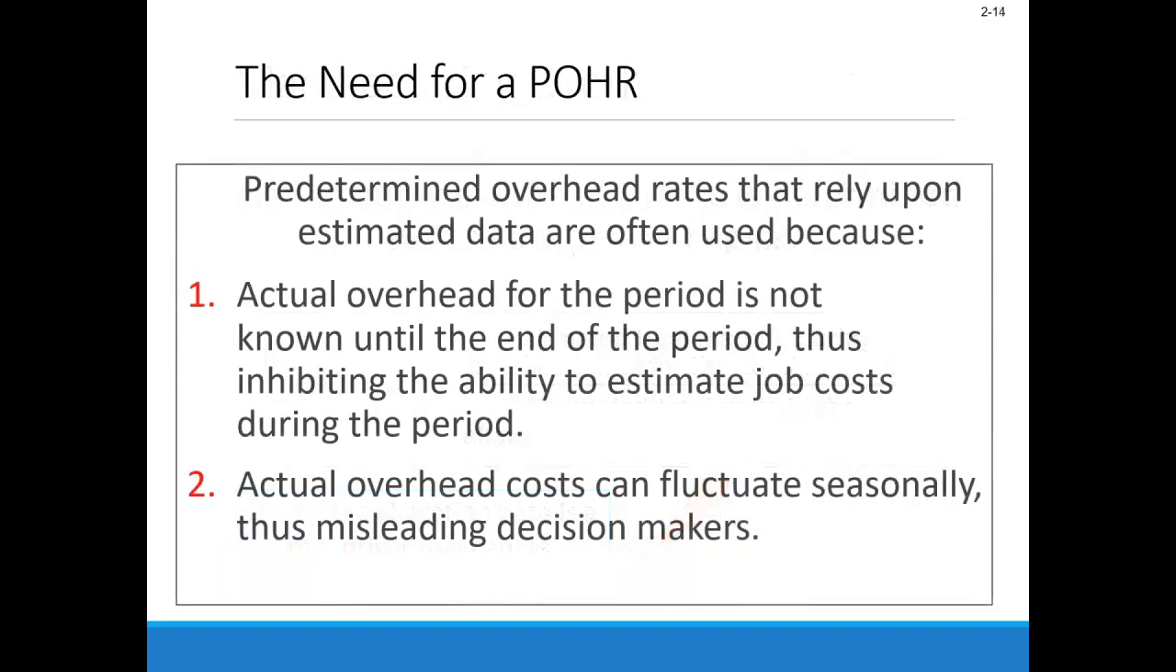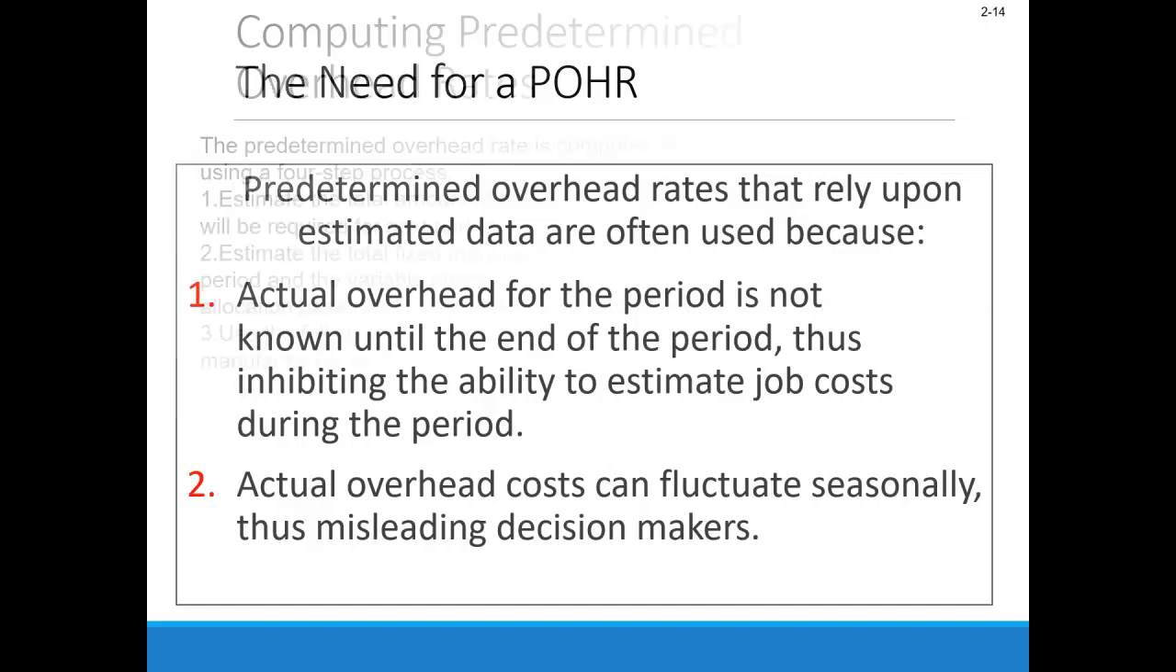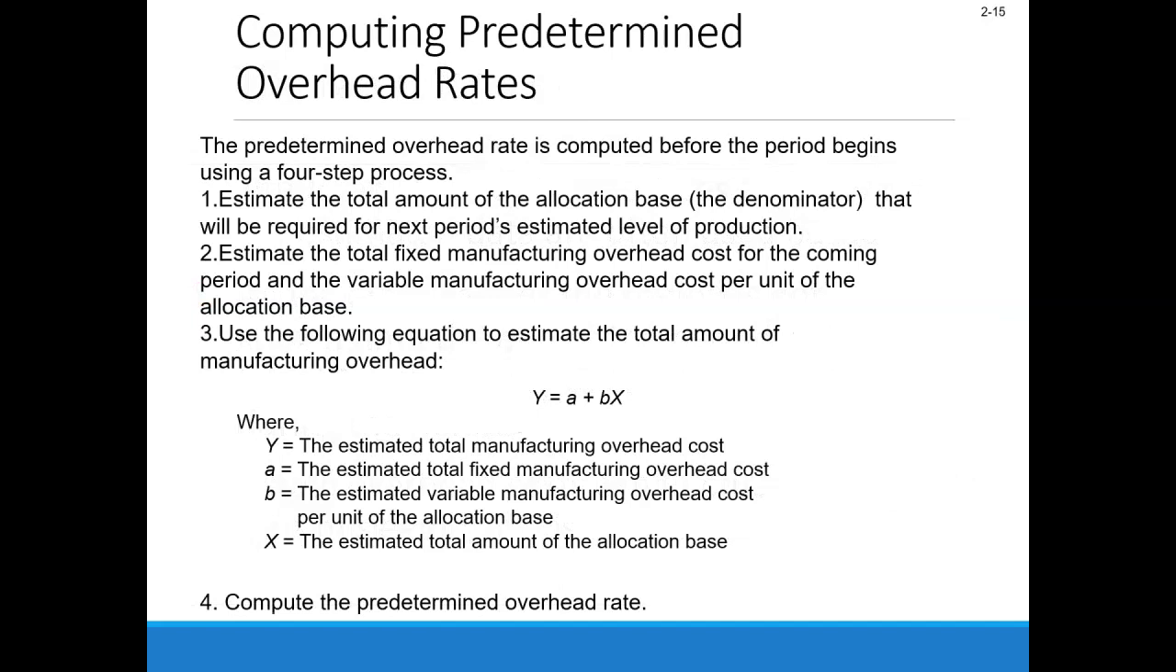Okay? So predetermined overhead rates that rely upon estimated data are often used because we don't know the actual overhead until the end of the period. So we can't estimate jobs with actual because we don't even know what the actual is going to be. Actual overhead costs can fluctuate. There's so many unknowns. We've got to come up with the best determination. So how do we go about computing them?